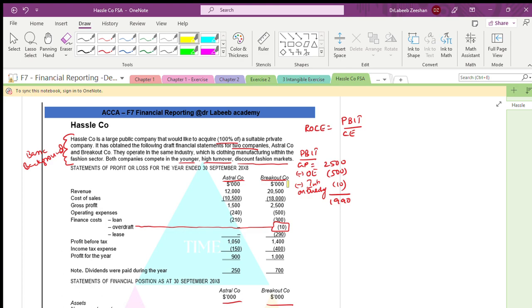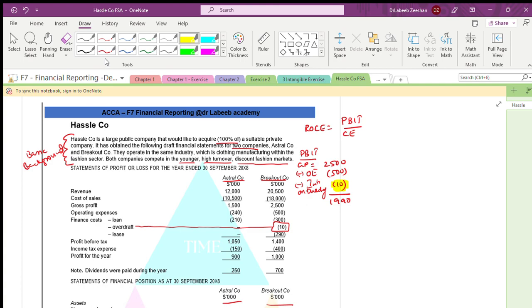People will straight away take interest as 300 plus 10 plus 290, that is 600. No, we should not take that. The interest figure we take is only for return on capital employed. Whereas the interest coverage ratio is where we use the full interest. There it will change.